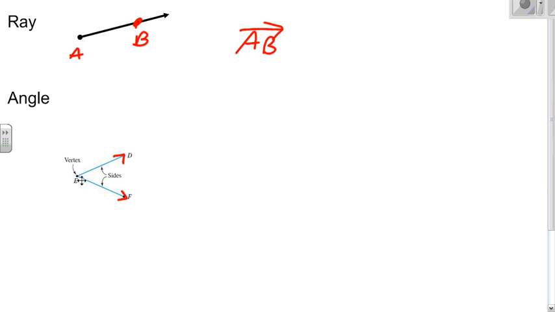And since we have the 3 points, we need 3 points to name an angle. This would be angle DEF. The vertex has to go in the middle. Or you can also just use the point that's the vertex to name the angle also, as long as there's only one angle at that vertex.